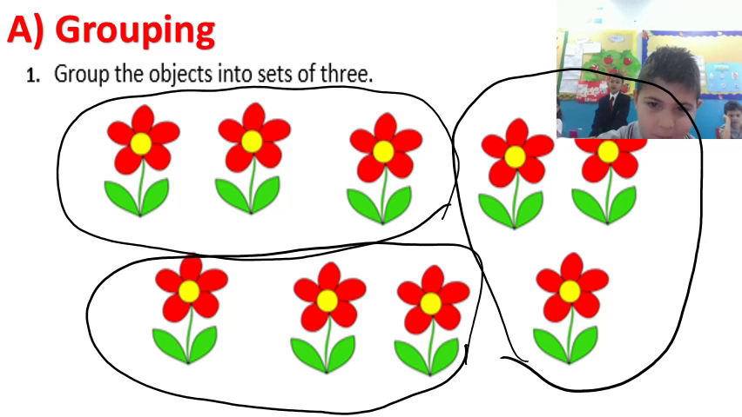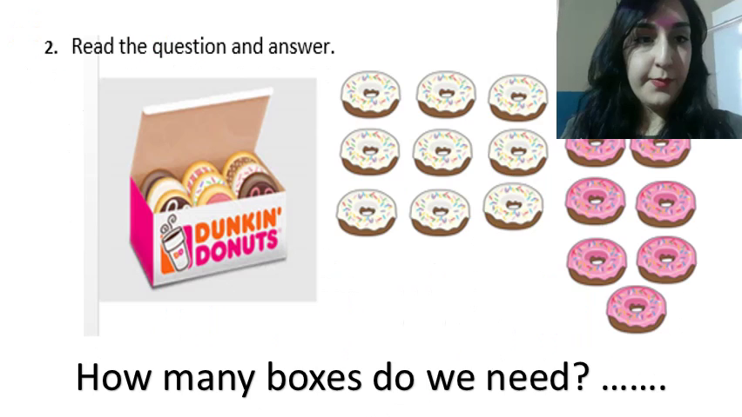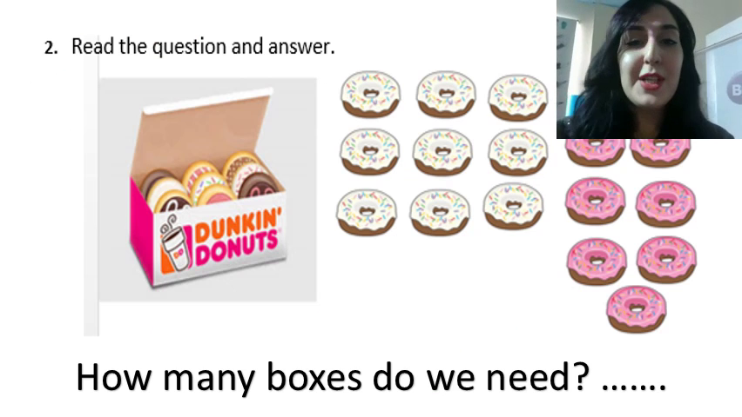And how many groups do we have here? 3. 3 groups of flowers. Good job, Majid. Now we have to read the question and answer.